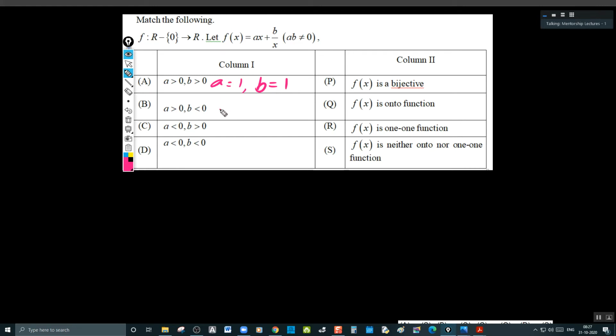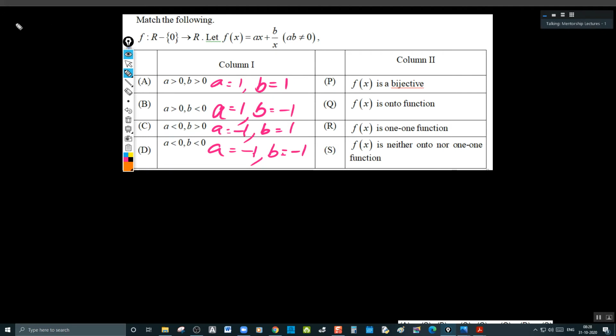Similarly, here also A is 1. Can anyone tell me what should be taken for B? Minus 1. Here, A is minus 1 and 1. And both minus 1. Here A is minus 1 and B is also minus 1. That's it. Can you try this?